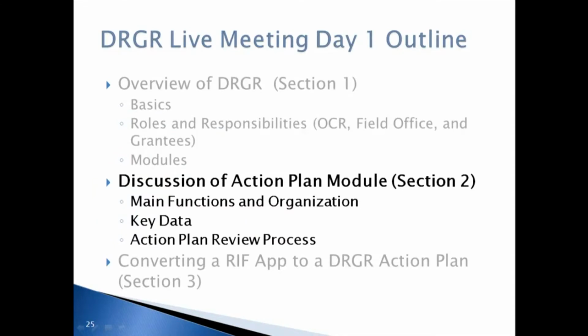My name is Lisa Peoples. I'm a desk officer in the Office of Community Renewal. In this Module 2, we will address action plans. I will discuss how to create an action plan, which will include the main functions and organization of the action plan, along with the key data that should be inserted into the action plan. I'll conclude with the flow chart that diagrams the action plan review process.